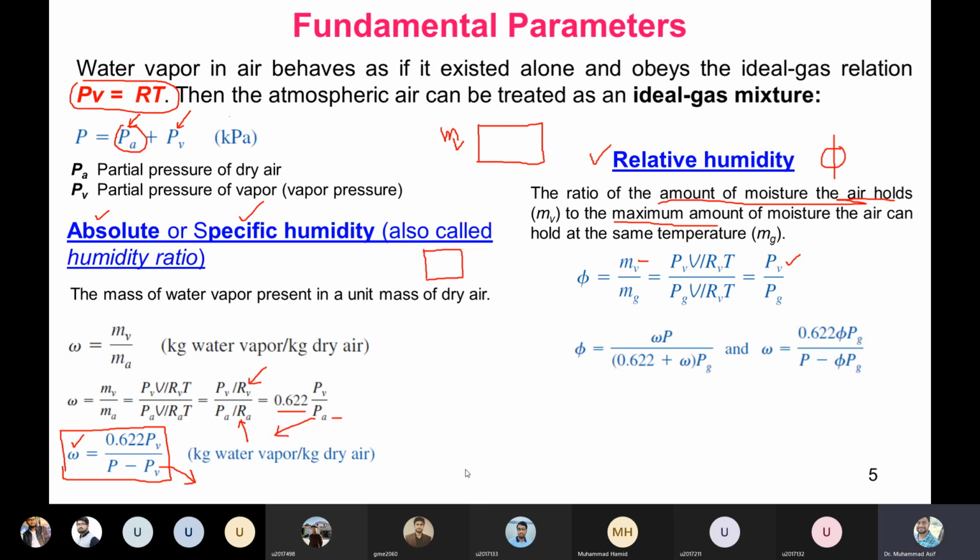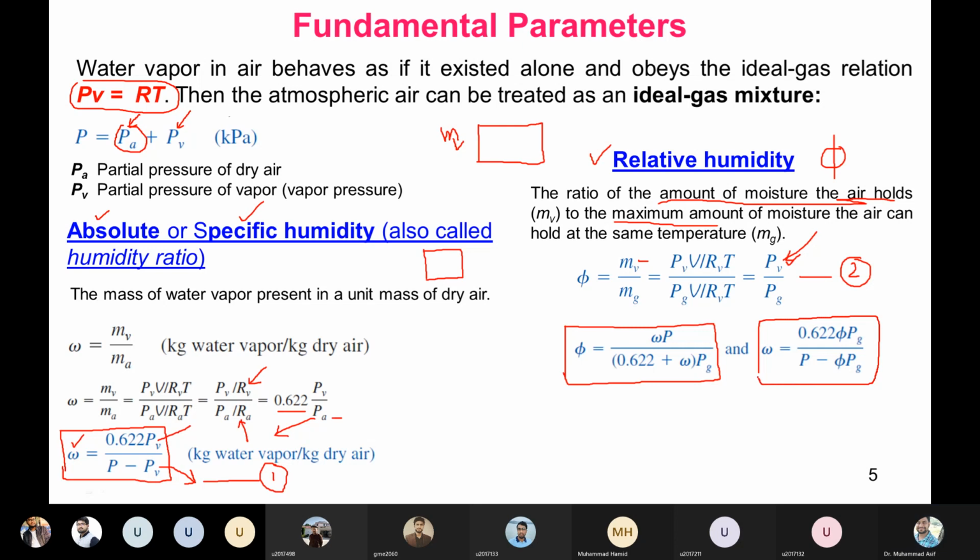And then, let's say this omega is equation 1, right? And then we have phi, let's say this is equation 2, right? So we can relate equation 1 and equation 2 because in the same equation we have PV and here also we have PV. So if we put this PV in equation 1 and rearrange and simplify, then we can have the value of phi in terms of omega. Similarly, we can have omega in terms of phi. So we can relate phi and omega.